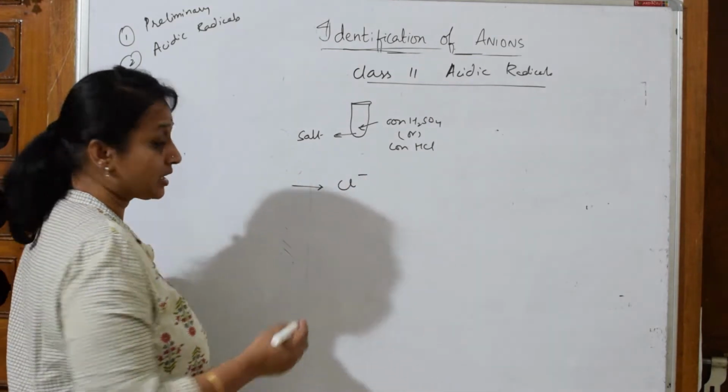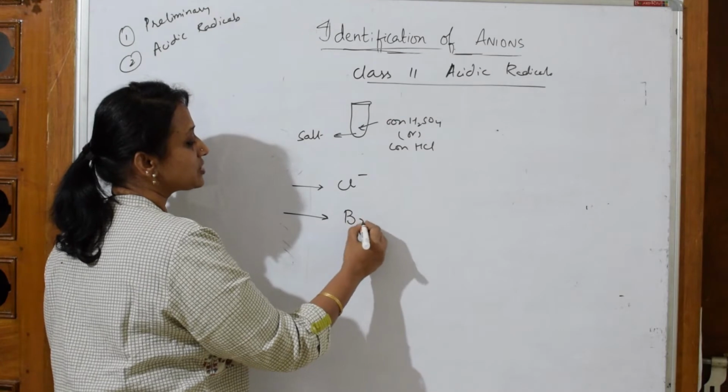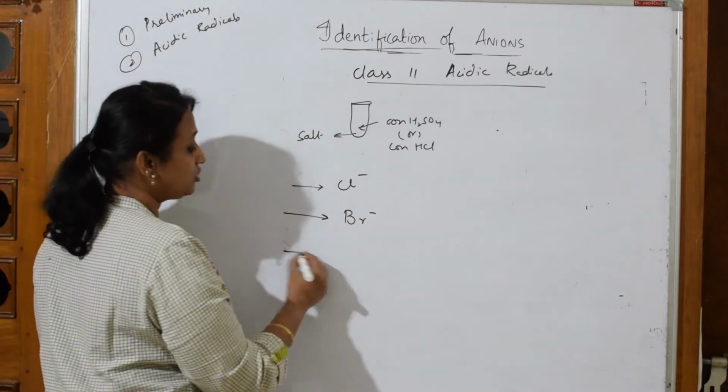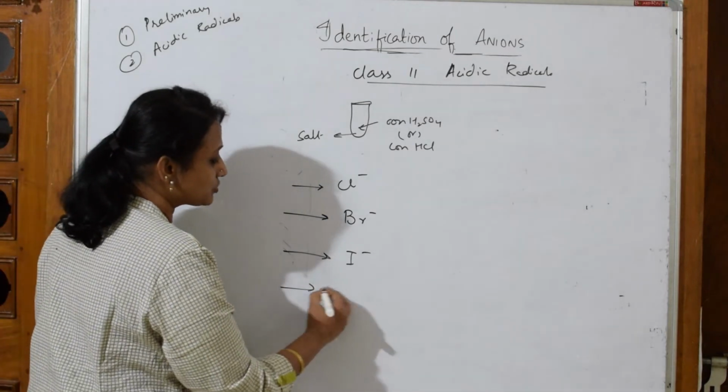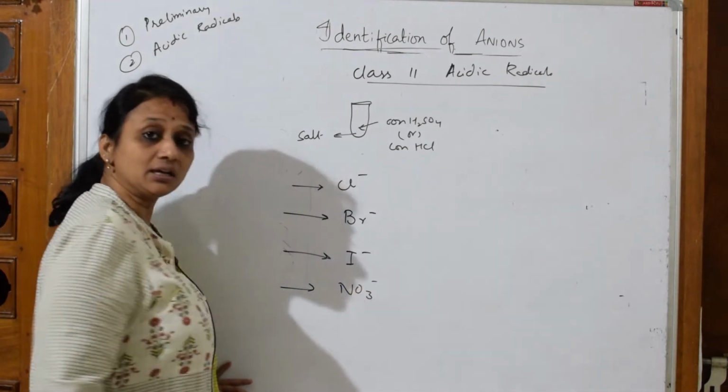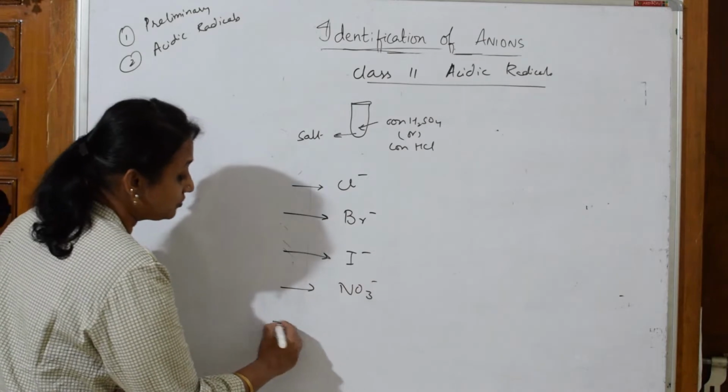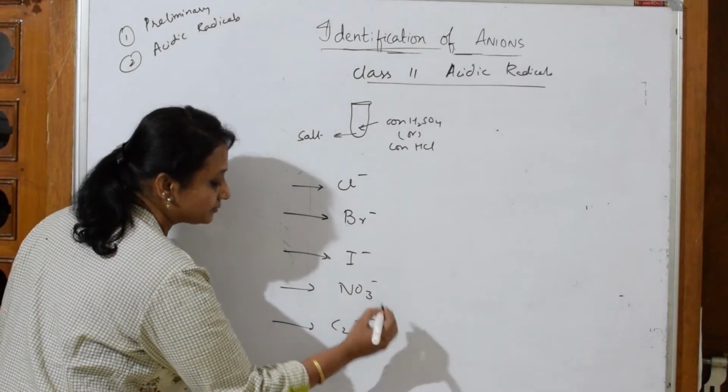that is chloride. The anion which responds to this is bromide. The anion which responds to this is iodide. The anion which responds to this is nitrate, NO3. The anion which responds to this is oxalate.